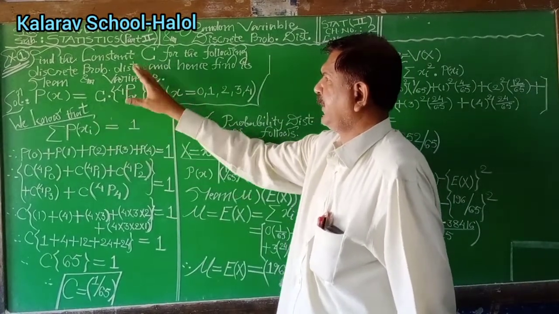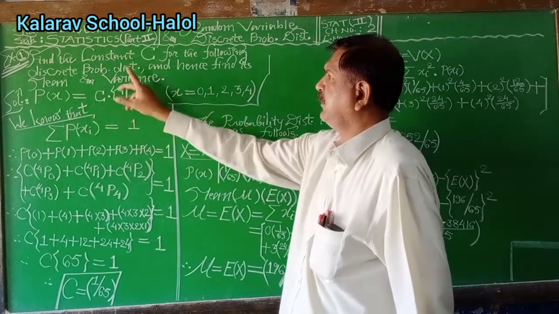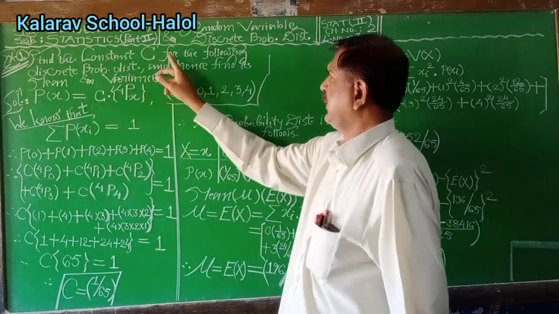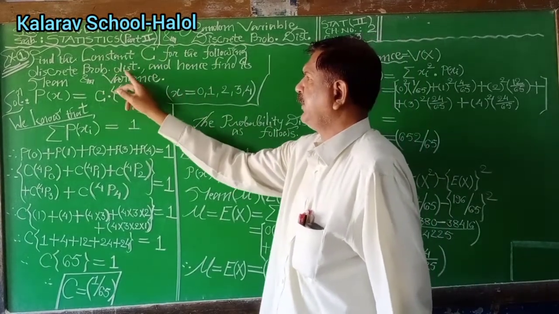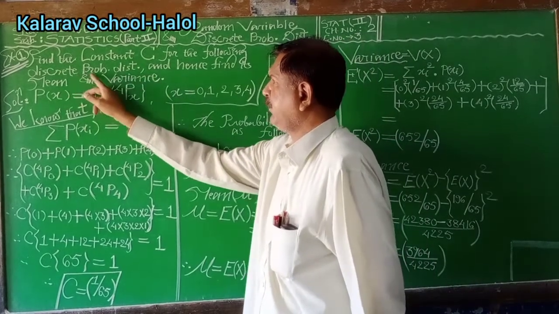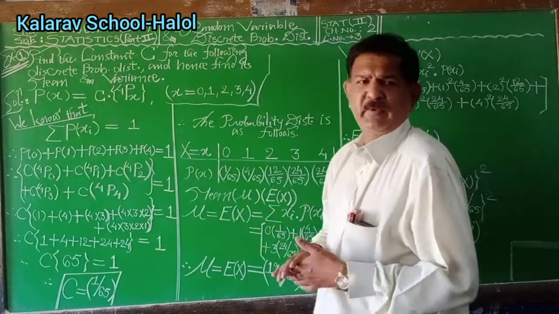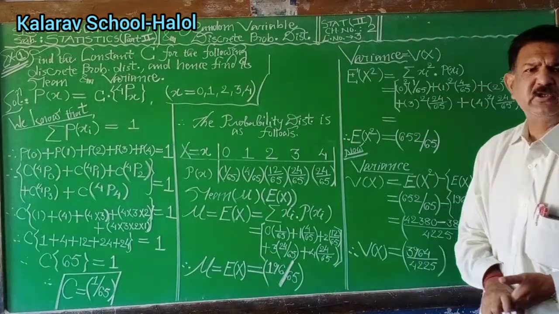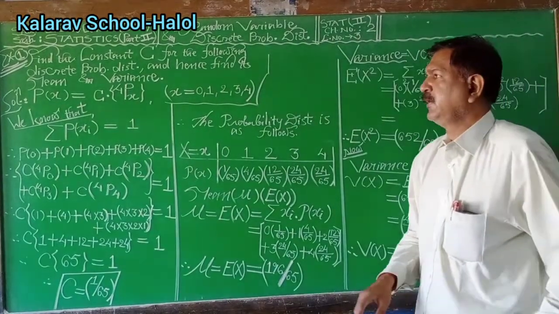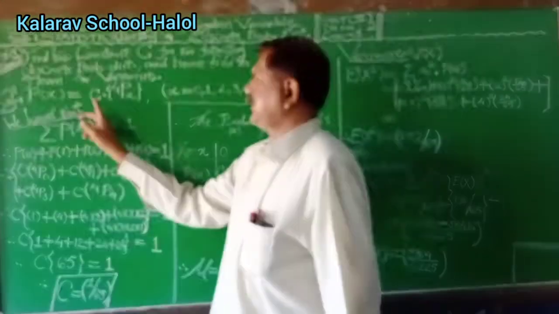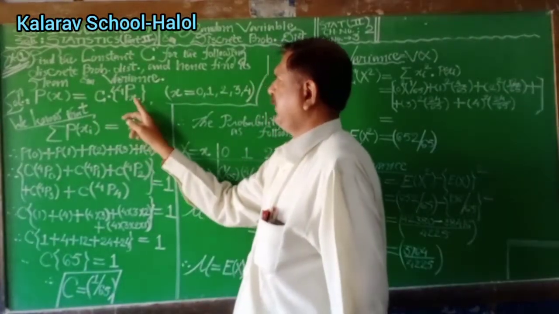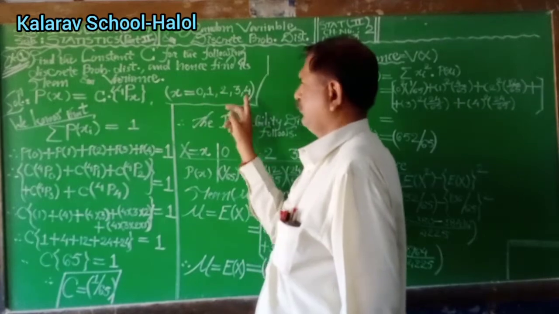Sometimes it is denoted by K and sometimes it is denoted by C. Find out the value of constant C for the following discrete type probability distribution, and hence find its mean and variance. Means expected value and variance of the random variable x. Given that probability x equal to C into 4px, where x takes the value 0, 1, 2, 3, 4.